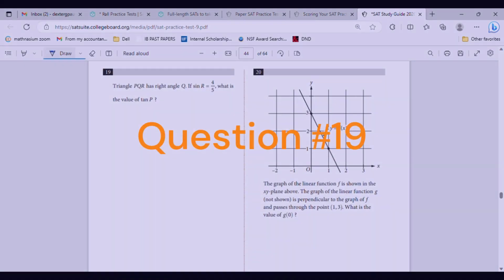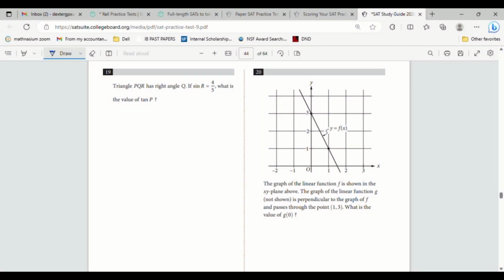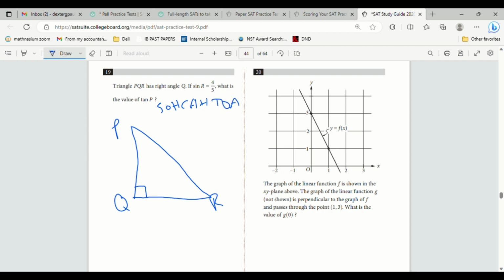Number 19, triangle PQR has right angle Q. If sine R equals 4 over 5, what is the value of tangent P? So we can draw out our triangle. This is angle Q because it's the right angle, and we can label it PQR. And so we know that sine of R, so we have SOHCAHTOA, so sine is opposite over hypotenuse. So here's R, opposite of R over hypotenuse, 4 over 5.